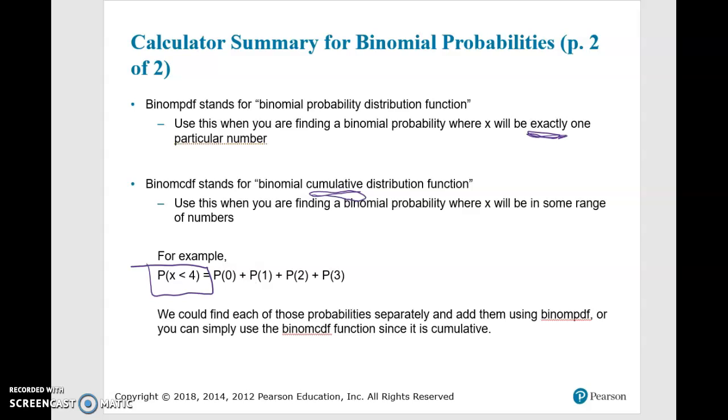Well, we could do binomial PDF 4 times, once for 0, once for 1, once for 2, once for 3, and then add all those together. But fortunately, we have this CDF function that will do all that for us, so we do less work.